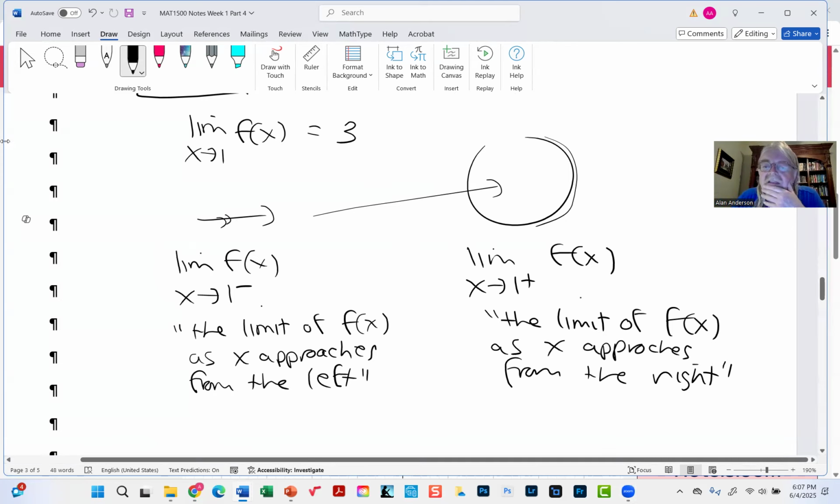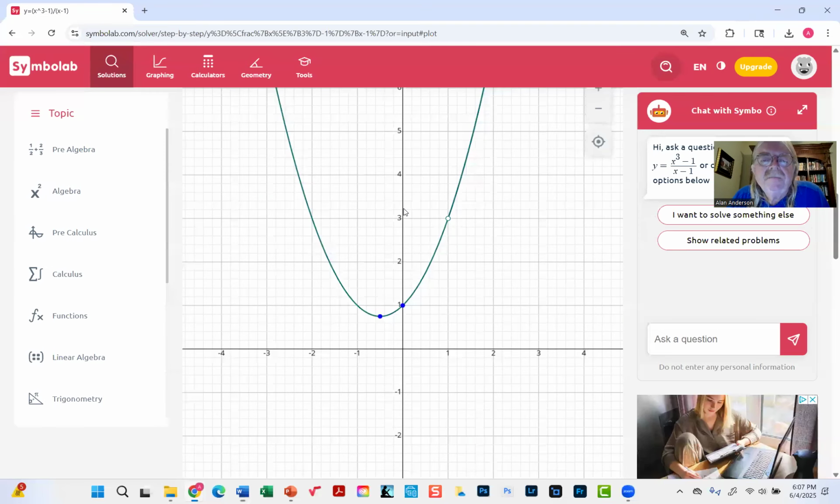Now we're going to see later on that if these two are equal to each other, then we have a limit. And in this case, that limit is 3. If they're different from each other, then the limit does not exist. In other words, it has to be the same coming from either direction. So the limit here is 3.